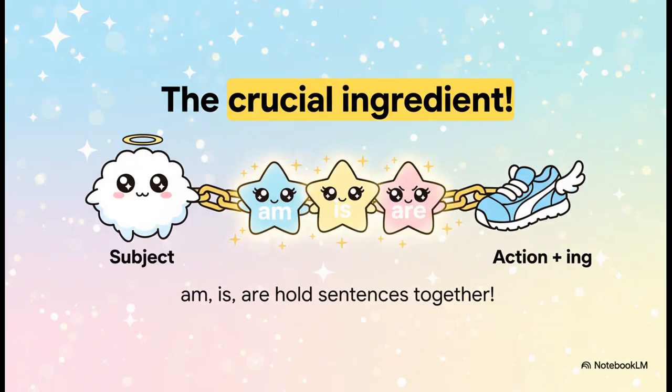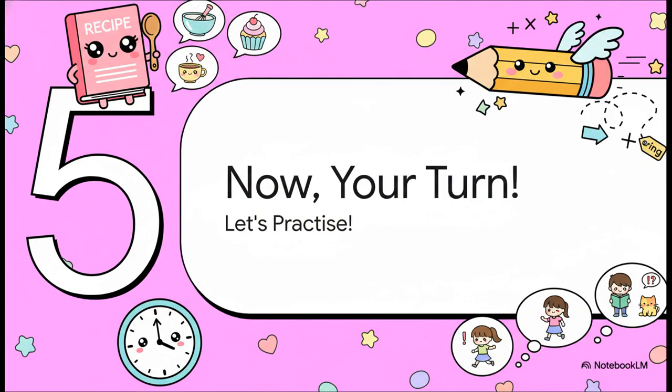So, the main thing to take away from this tip is simple. Never, ever forget the helping verb. Am, is, or are. It's the crucial ingredient that links the subject to the action. It is not optional. You gotta have it. Okay, you've seen the recipe, you've seen the examples, you know the number 1 tip to remember. I think you're ready. It's time to put all this new knowledge to the test.